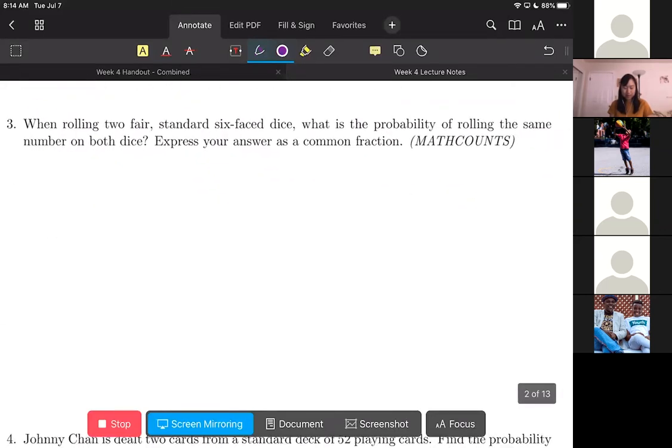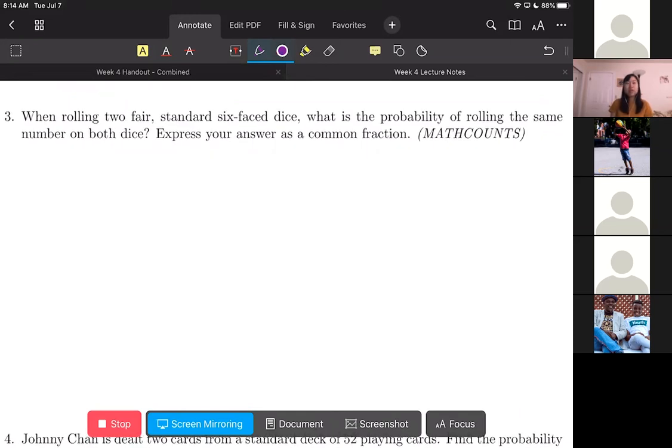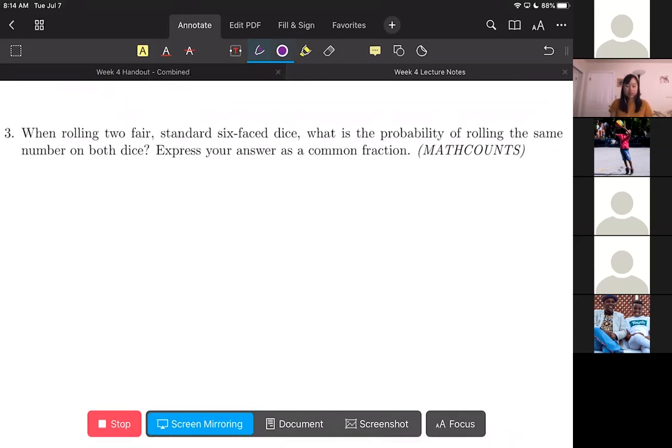All right, so this one's a bit more complicated. Here we're rolling 2 fair standard 6-face dice. What's the probability of rolling the same number on both dice? Would that be 6/6 factorial or 6/36? I'm not sure about the total outcomes.